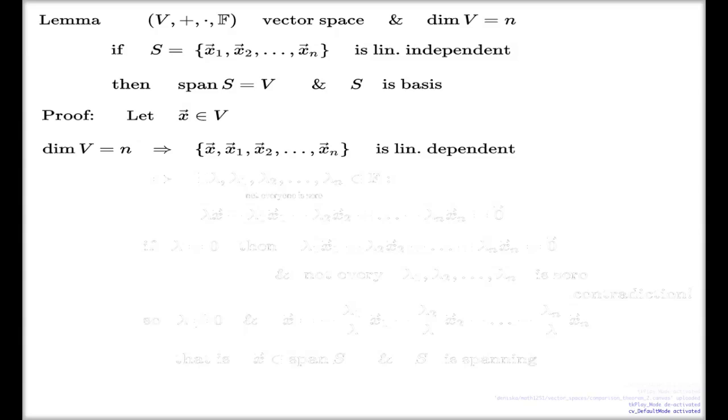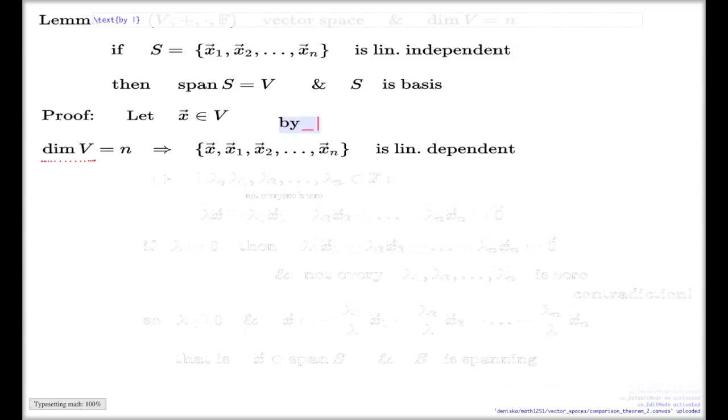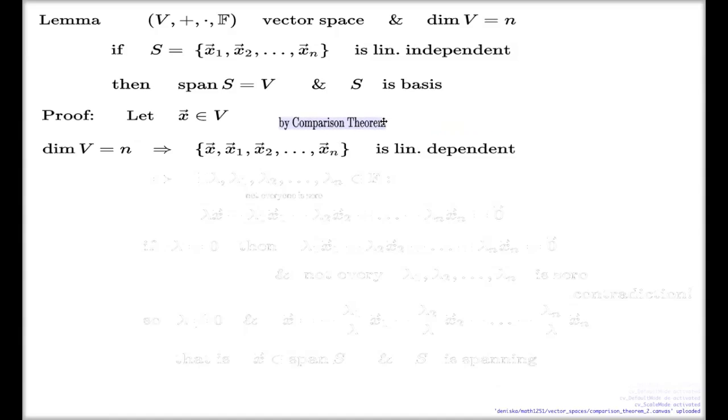If I assume the opposite, if I assume that such a system is linearly independent, by the comparison theorem we discussed on Thursday, such a system must have at most n elements. And this system has n plus 1 elements. Here's my contradiction. That's why this system is linearly dependent. So by this assumption and by the comparison theorem we discussed on Thursday, this is the reason which justifies this implication.